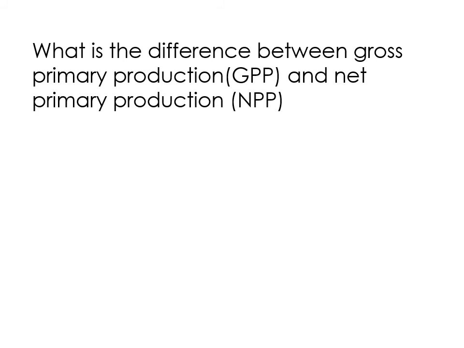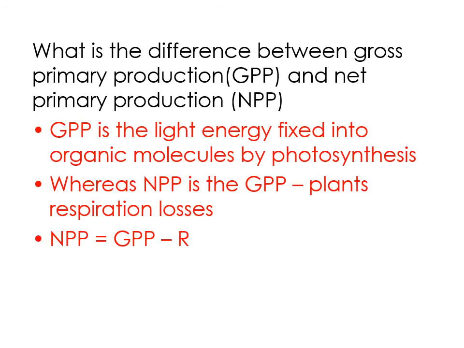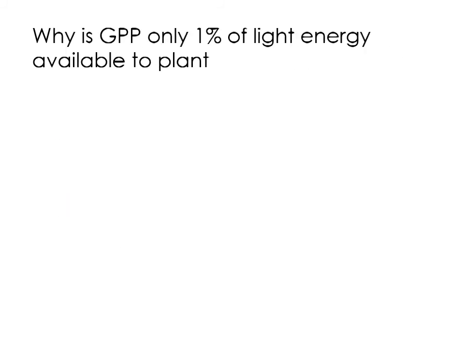Okay, so start and write your ideas. Okay, rejoin and then check your answer. So we've got GPP is the light energy fixed into organic molecules by photosynthesis, whereas NPP is the GPP minus the plant's respiratory losses. So NPP equals GPP minus R.